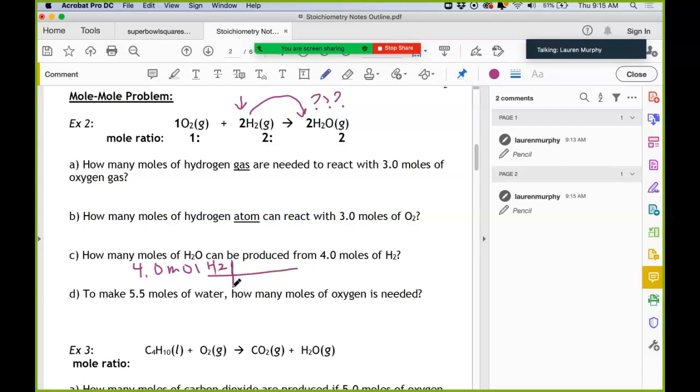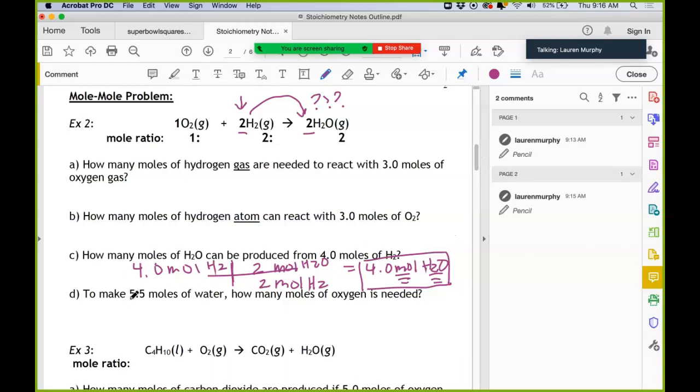Okay, so moles of hydrogen go on the bottom because we're trying to get rid of it. And the thing we want, which is water, moles of water go on the top. So for every 2 hydrogens, there's 2 waters. 4 times 2 is 8, divided by 2 is 4. So it's 4. Again, you must write the word mole and you must write the substance, water, to get full credit. Okay.